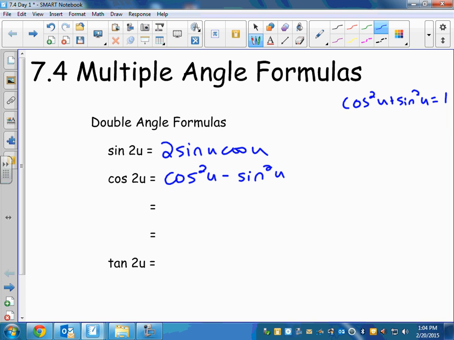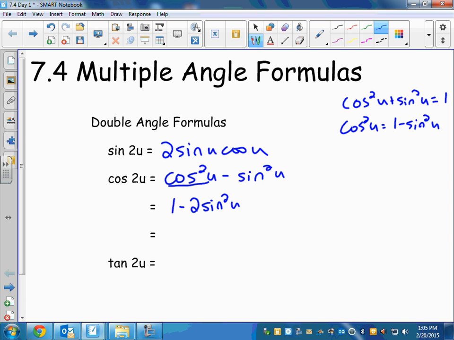I would say just memorize the first one. But we could say cosine squared is the same as 1 minus sine squared. So think about if I replace this cosine with 1 minus sine squared, you agree that that would just become 1 minus 2 sine squared u? Because I'd have minus sine squared minus sine squared.